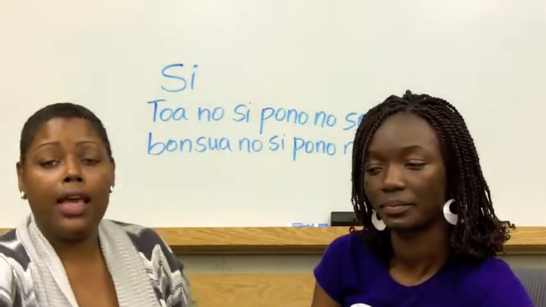Look at the bottle again. This time I've put it on its base. I therefore say toa no si pononoso. Another object that we'd use for si is a cup, which is called bonsoir in Akan. So you see, we've positioned the cup on its base. We therefore say bonsoir no si pononoso.